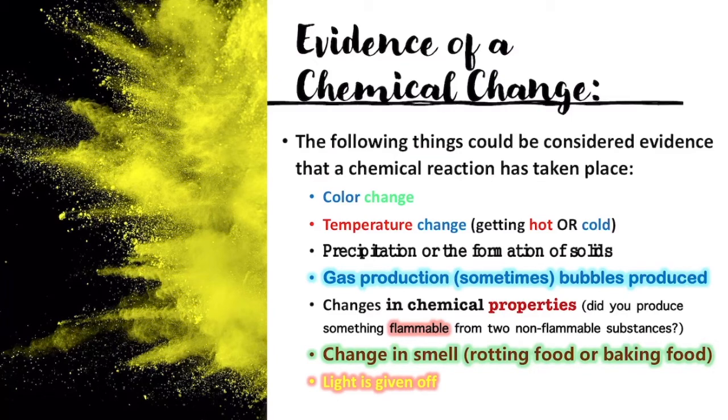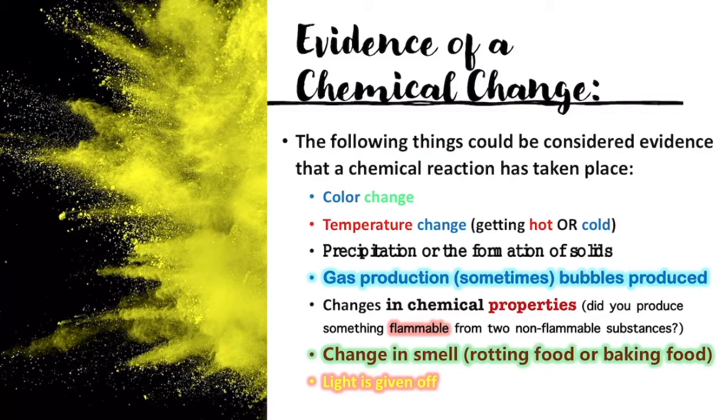The formation of a solid, or precipitate, in a reaction. Sometimes we might mix two solutions and they form a cloudy substance. That cloudy substance is actually the formation of tiny microscopic solid particles forming between the ions in those two solutions. That is actually a chemical reaction. It's evidence that a reaction has taken place.